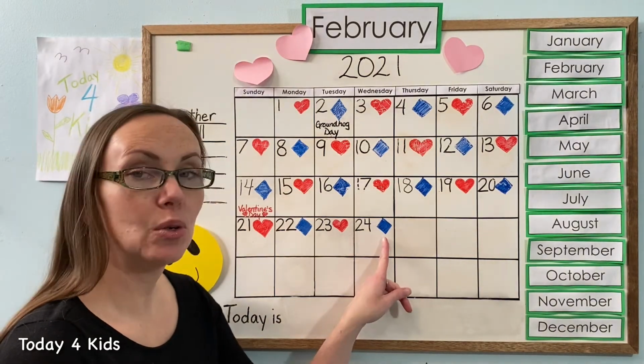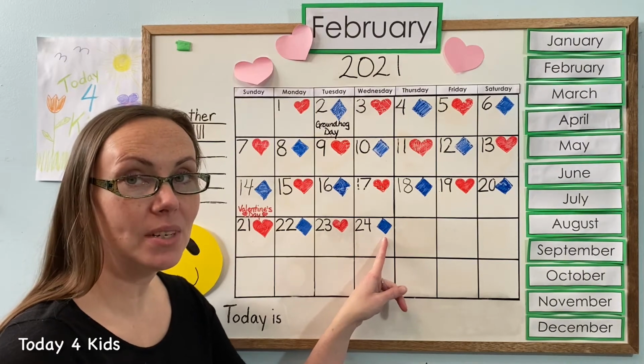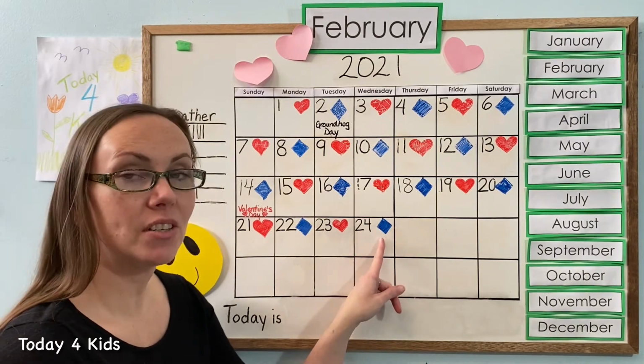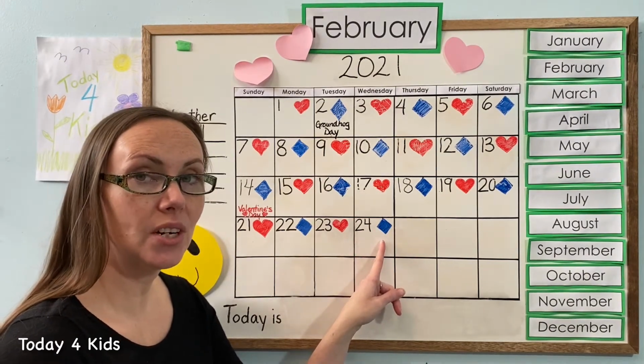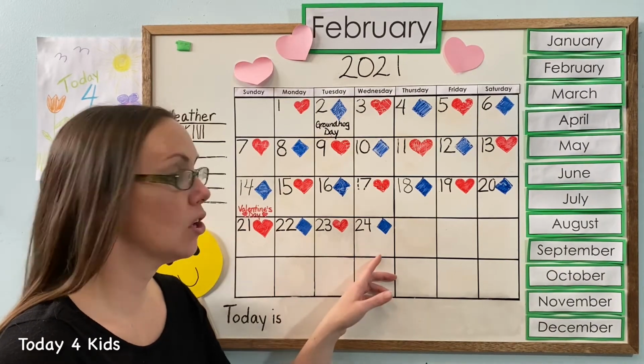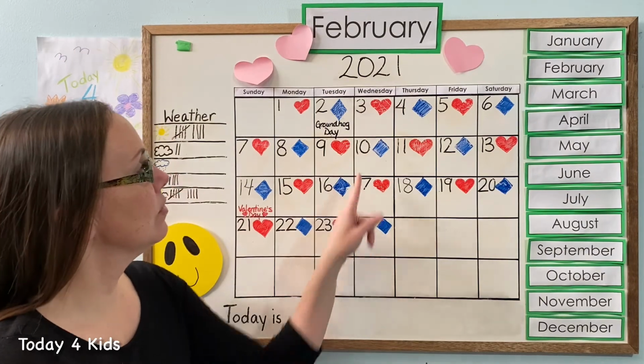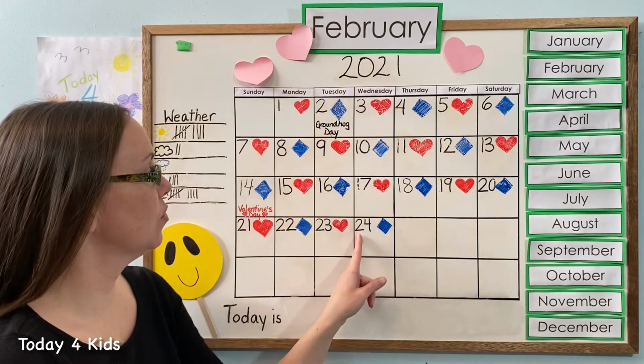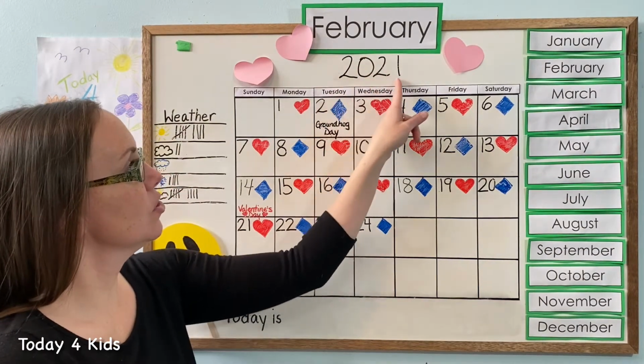Did you guess a blue rhombus? Or maybe you said a blue diamond? It has two names. It can be called a diamond or a rhombus, but we are calling it a rhombus when we do our pattern, just so we can learn and remember that it is also called a rhombus. So yesterday was Wednesday, February 24th, 2021.